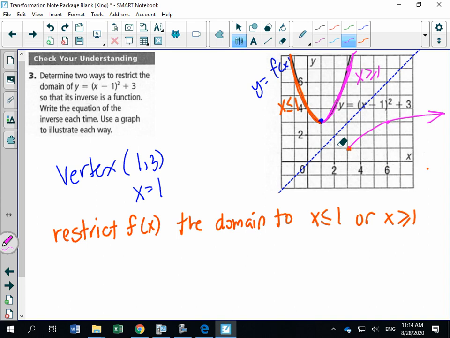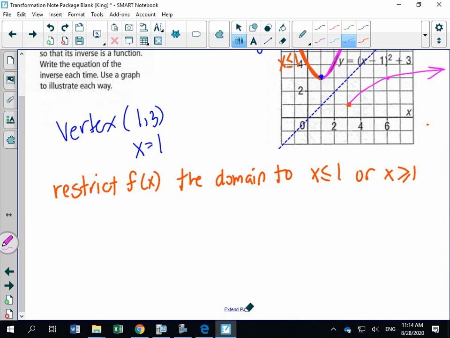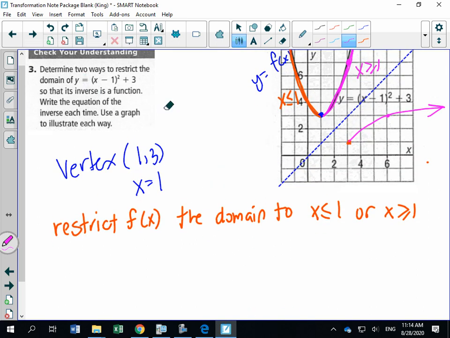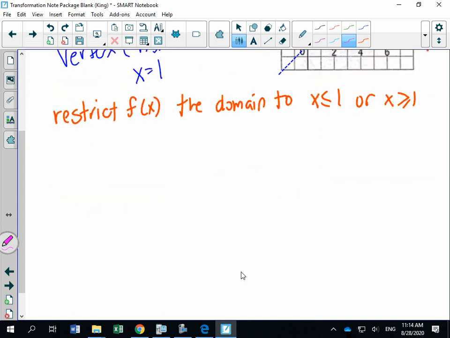Now, what they want us to do though, is they're making this slightly more complicated, is they're saying, determine 2 ways to restrict the domain of, they give us the equation, so that the inverse of it is a function. So what we have to do is we have to figure out what the new equations are. So the original is y is equal to x minus 1 squared plus 3. So let's write the original. Y is equal to x minus 1 squared plus 3. Okay, let's find out the new equation.